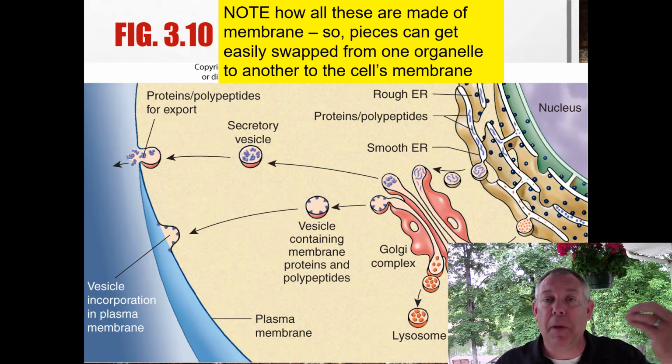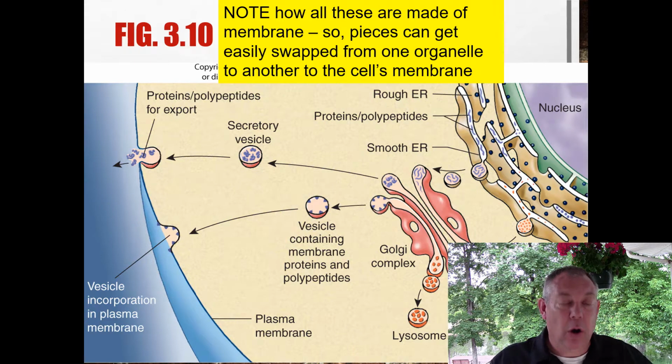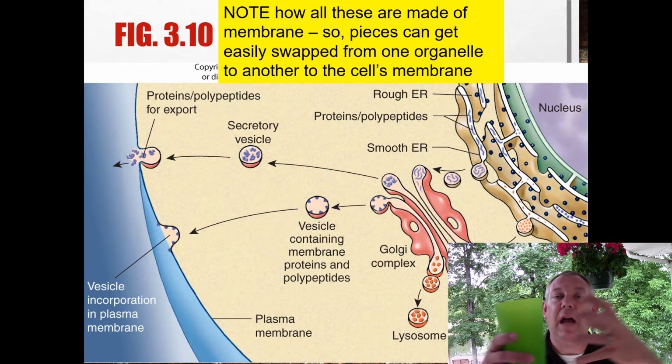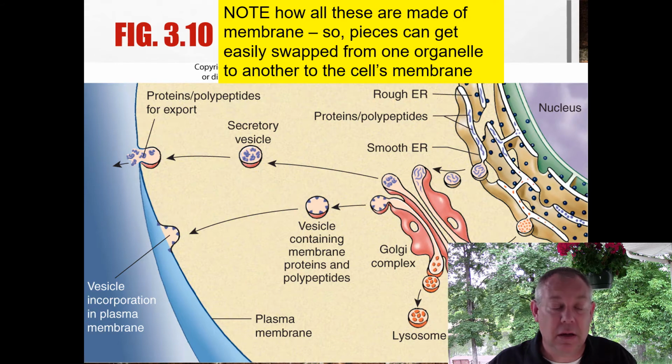And then you can have something bud off of the Golgi apparatus, and it can go and bud to the plasma membrane and fuse with it. Or you can have different vesicles that fuse together. They can do this because they're all made of the same stuff.